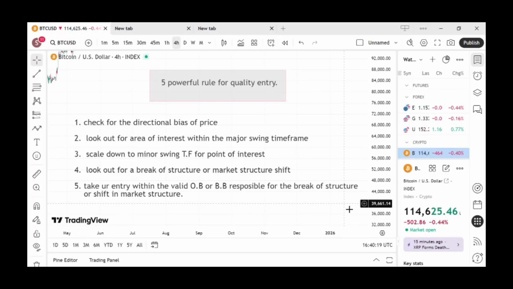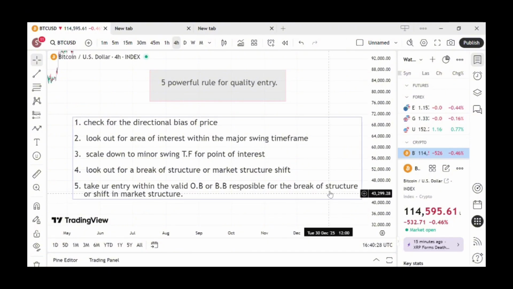With these 5 powerful rules, you will be able to get quality entries that you can use to trade any asset, right? So all you just need to do is focus on what I'll be saying and make sure you understand every bit of it.